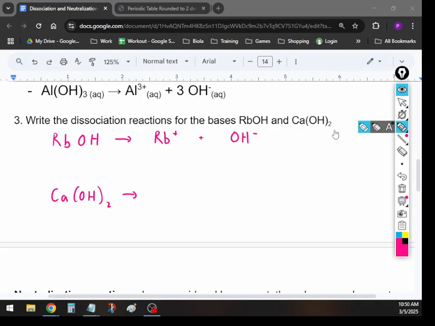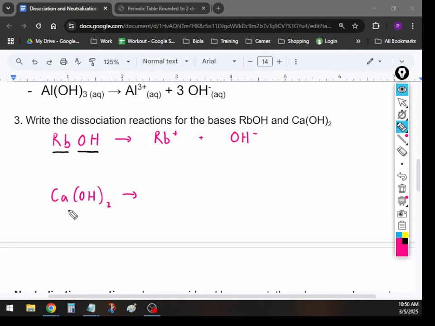So for the first base, RbOH, again, similar to acids, you're just going to take off the OH. So you take off the OH, and we have it right here, that's minus. Whatever's left over is Rb, so we have Rb plus. So this is going to be the first dissociation reaction. Okay, again, for bases, just take off the OH, and then whatever's left over becomes positive. Okay.